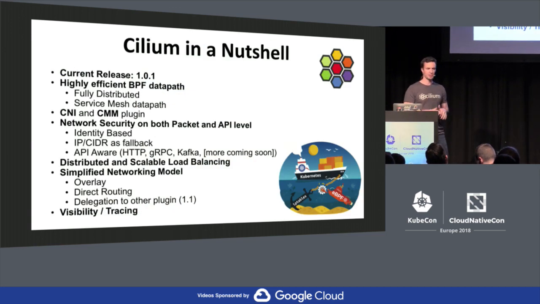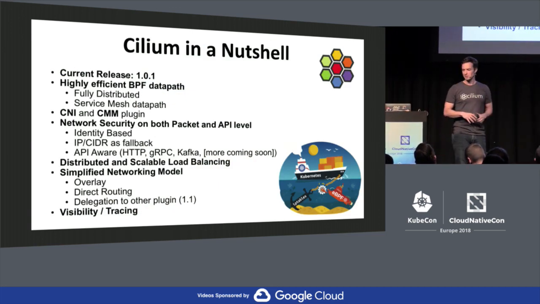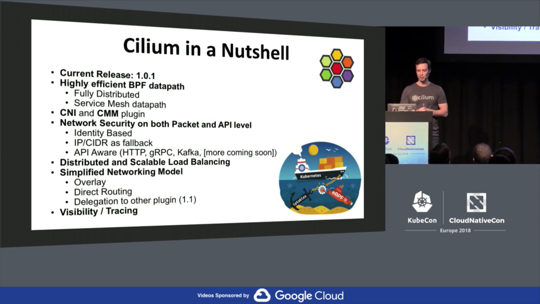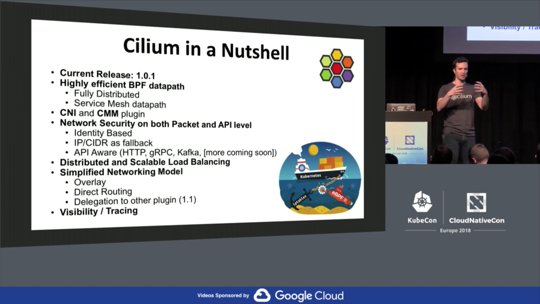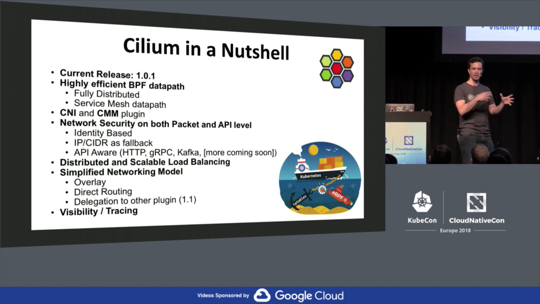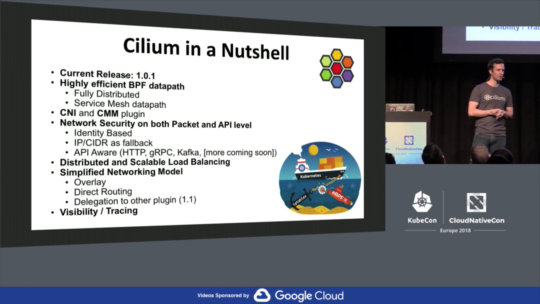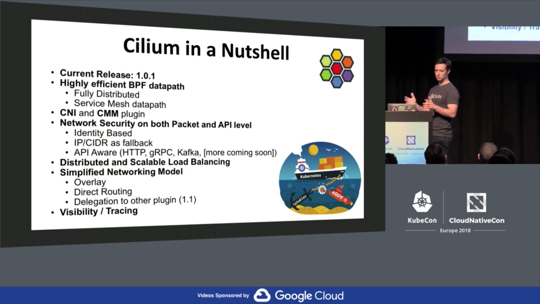So what exactly does Cilium do? I've tried to compress this into one slide, Cilium in a nutshell. We released 1.0 a couple of weeks back. We're now at 1.01. We have this highly efficient BPF-based data path. It's fully distributed, so there's no centralized control plane. All the functionality runs on each node, so it scales out really well. We have this service mesh data path, which is what I just talked about, this acceleration of the sidecar. We have a CNI and a CNM, that's the Docker libnetwork model. So we support these two models. CNI gives us Kubernetes, of course, gives us the more recent versions of Cloud Foundry, gives us Mesos, and so on.